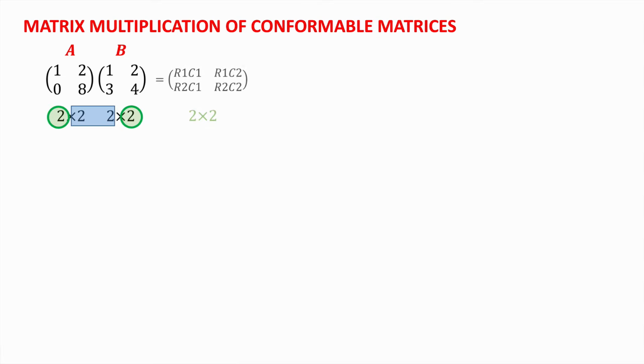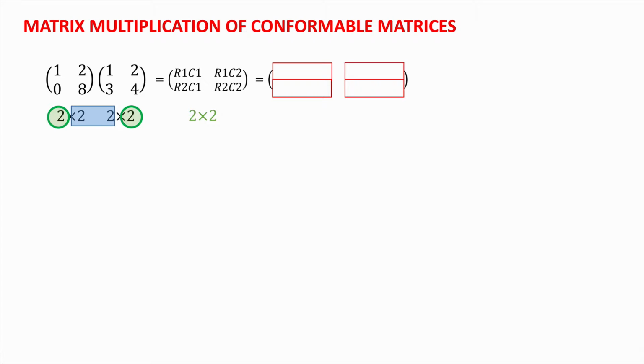Now, let's look at matrix multiplication of conformable matrices. Remember, conformable matrices is when two matrices can be multiplied. So, if we have two matrices A and B, and we wish to multiply these two matrices, the column of the first matrix is equal to the row of the second matrix, and the result of multiplying these two matrices would be a 2 by 2 matrix. Now, there's a particular way to multiply these matrices.